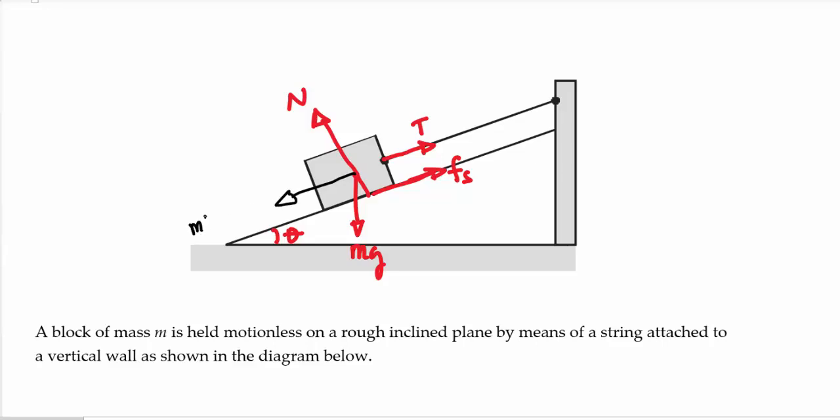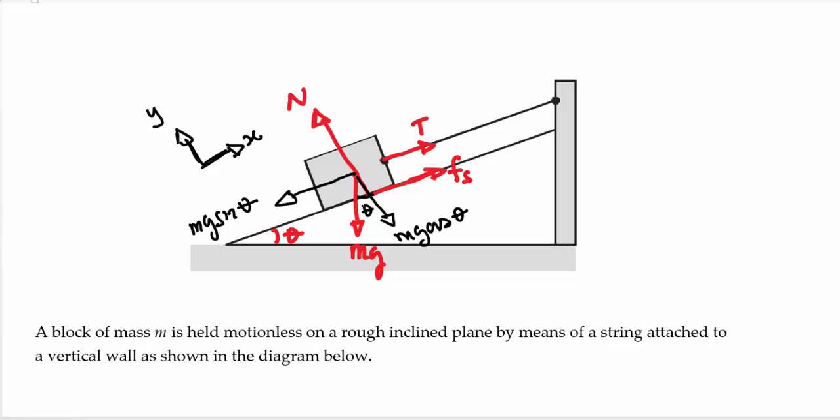This is going to be, as usual, mg sine theta, and this is going to be mg cosine theta. And this angle here is theta. This is my x, and that is my y. Looking at this diagram, you will realize that the forces along the y direction balance and the forces along the x direction balance. I recommend that you also tilt your axis to be along the plane because when you do this, you can analyze the system just like you're analyzing the system on a horizontal surface. So in this case, your axis helps you.